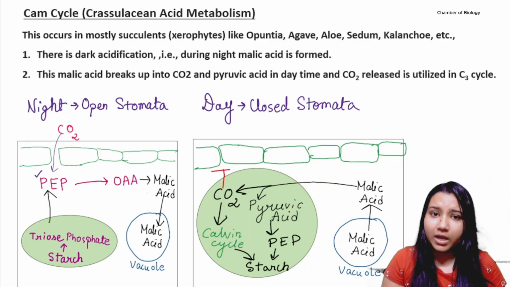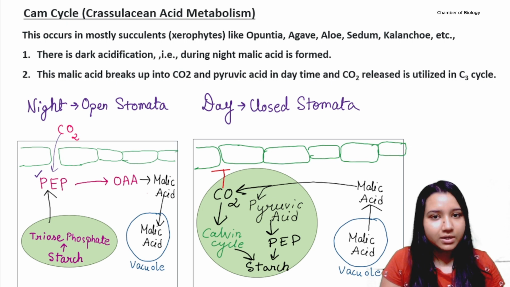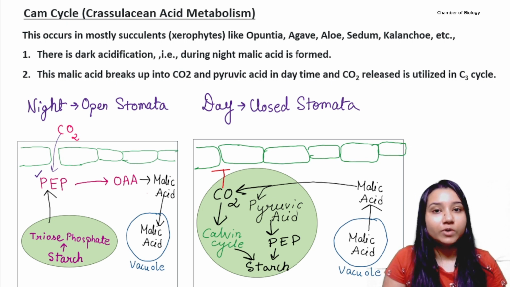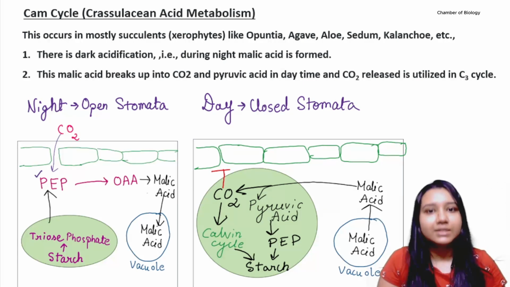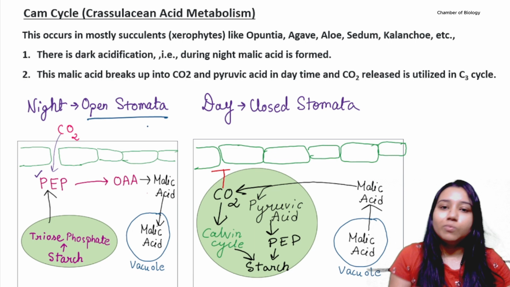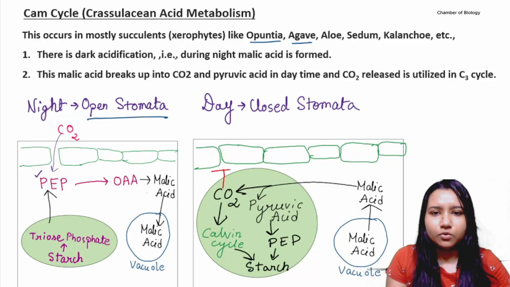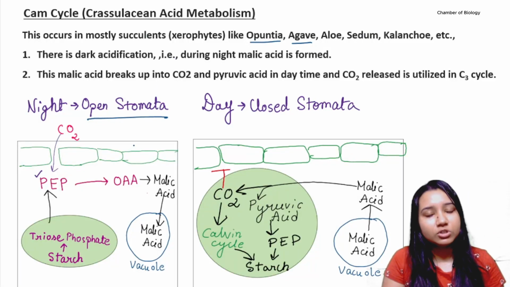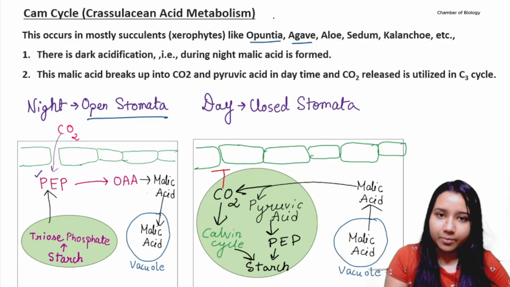But as they are xerophytes, what happens? There is less rainfall in those climates, in the desert climate. So to stop the excessive loss of water by transpiration, they are going to close their stomata during the daytime. That is why the gases can only enter through the stomata during the night time, because at night their stomata are open. It occurs in Opuntia, Agave, and various other xerophytes, and the name is CAM because it is mostly common in the Crassulacean family. So it is named Crassulacean acid metabolism.